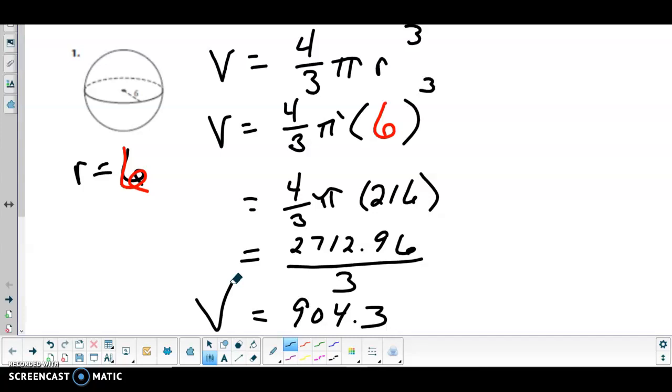The other one is surface area. That'll be coming out probably tomorrow. Different formula for that as well.